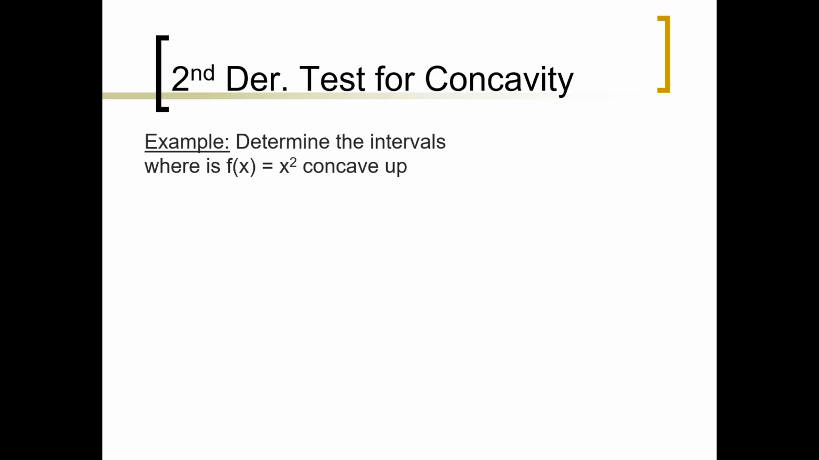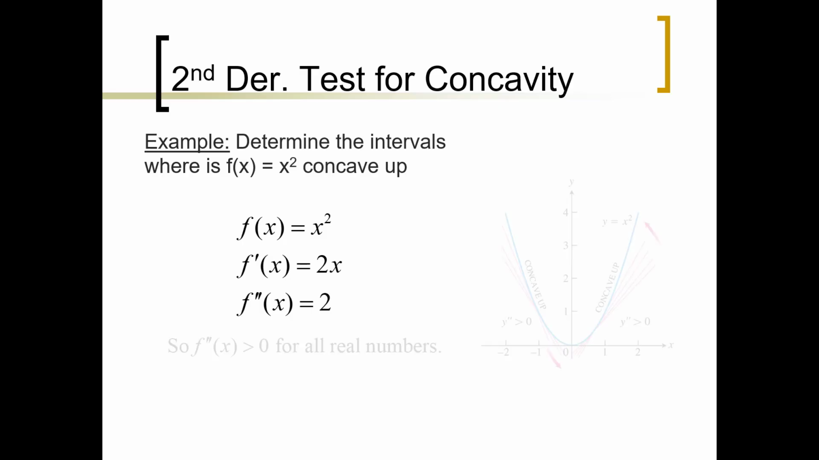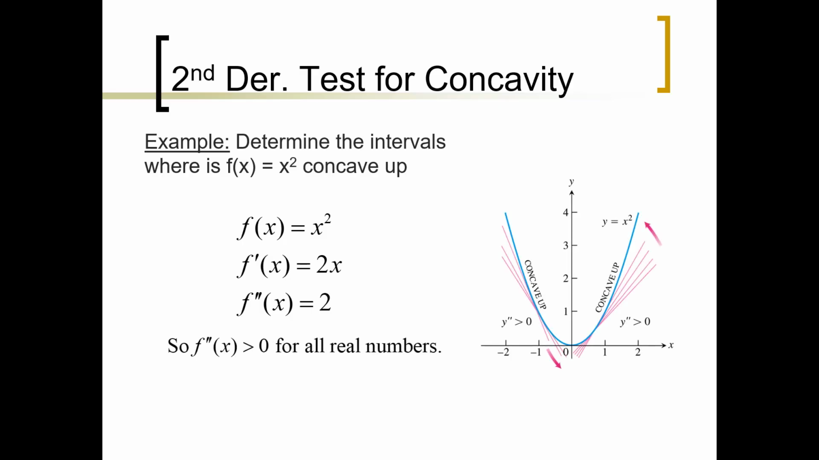So suppose you wanted to know over what intervals the function f of x equals x squared is concave up. To do so, all I need to know is when the second derivative is positive and negative. So clearly, we need to know the second derivative. But in this case, the second derivative is always positive. That would mean that the graph is always concave up.